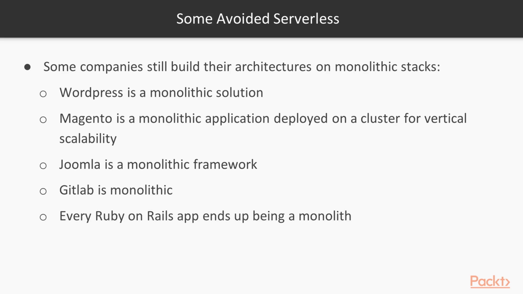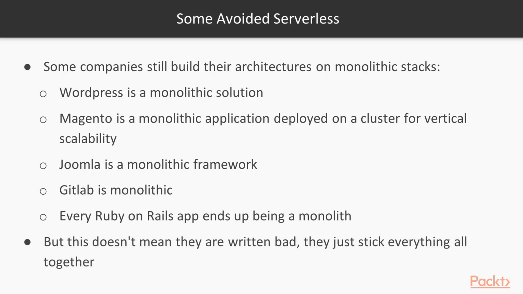This doesn't mean that you cannot build microservices on Ruby on Rails, but it means that the architecture of Ruby on Rails suggests and empowers building monolithic solutions. So the difference between a well-written code base and a badly written code base does not directly match serverless versus monoliths. You can have monoliths that are well written, well coded, and maintained and incremented and built effectively over time. They just stick everything together.